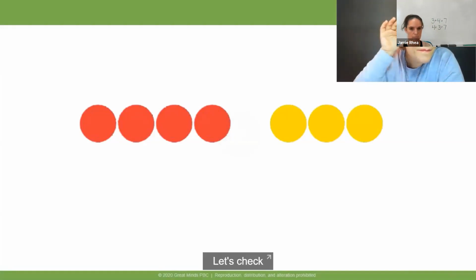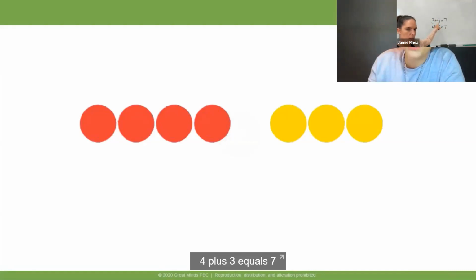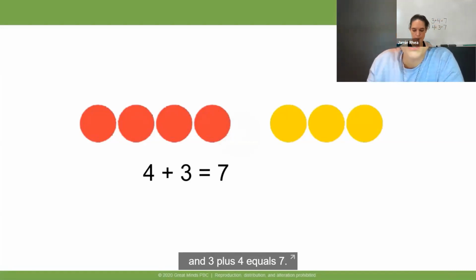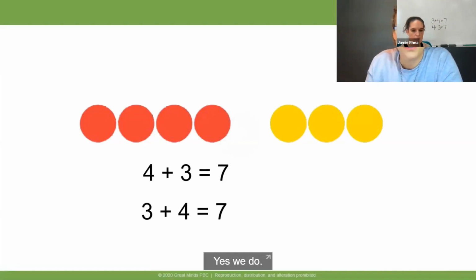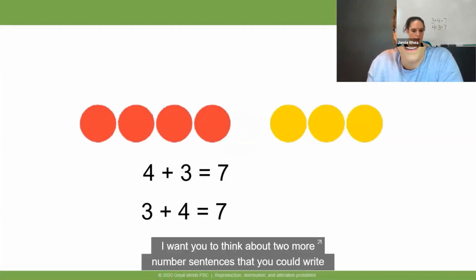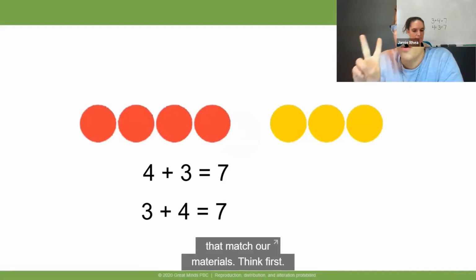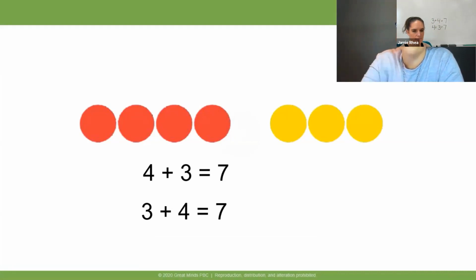How about that? I could flip it around. Tell me. We said 4 plus 3 equals 7, and 3 plus 4 equals 7. 4 plus 3 equals 7. And 3 plus 4 equals 7. Do we sometimes write number sentences starting with the whole? Yes, we do. I want you to think about 2 more number sentences that you could write that match our materials. Think first. How could we do that?